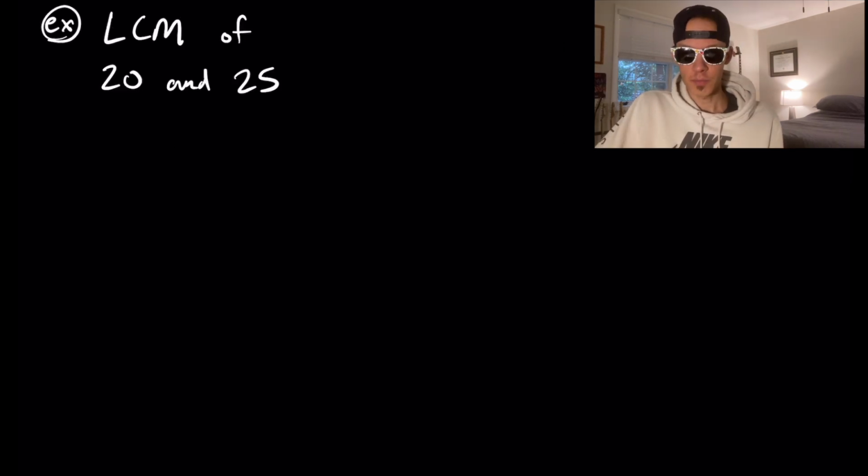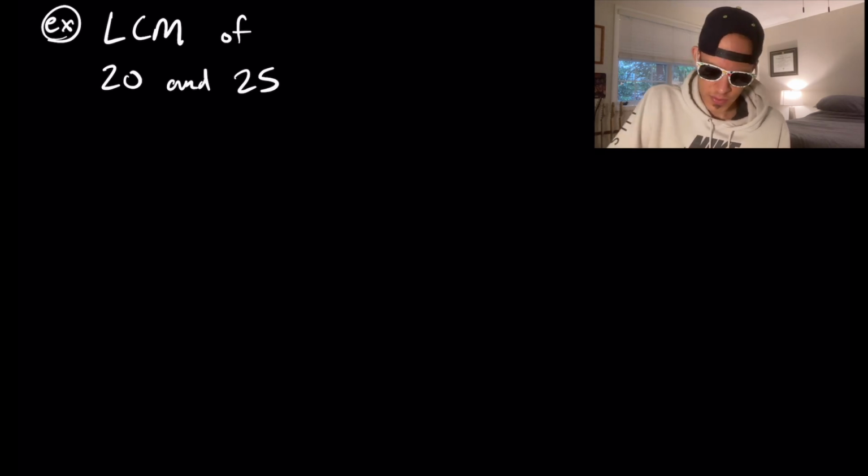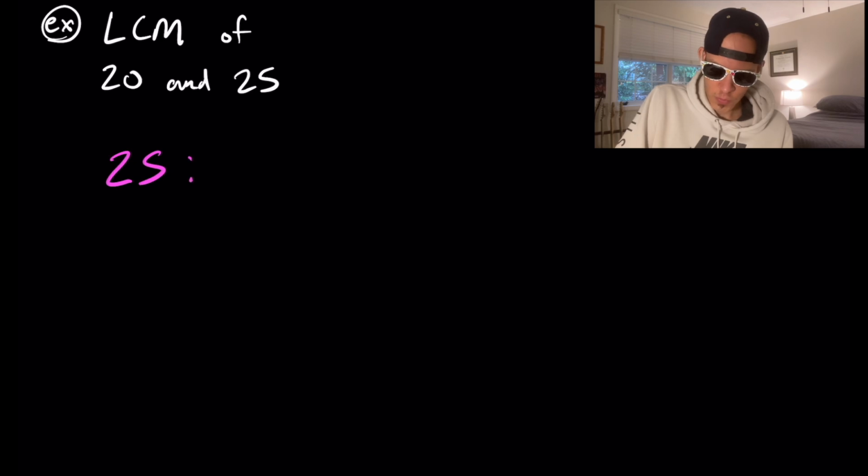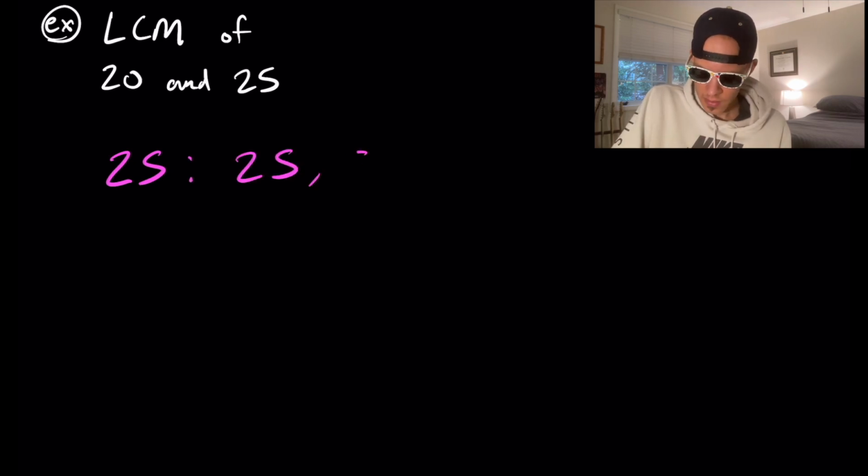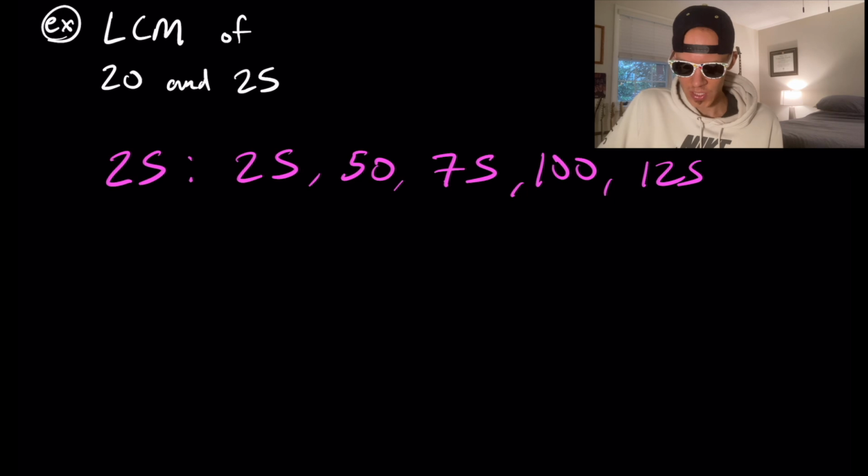All right, least common multiple of 20 and 25. So I'm going to use that trick. Let's just look at the larger of the two numbers. So I'm going to write multiples of 25. So we have 25, 50, 75, 100, 125. I'll just keep it at that.